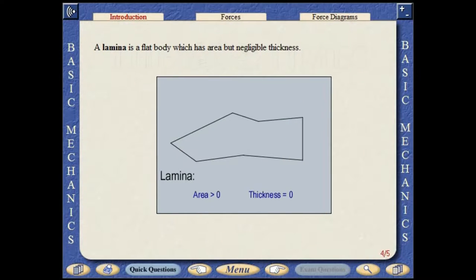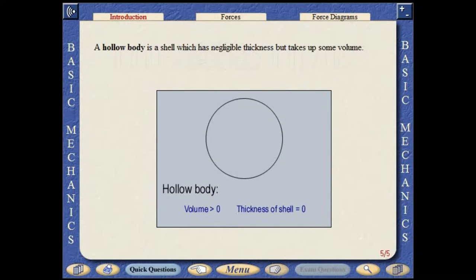A lamina is a flat body which has area but negligible thickness. A hollow body is a shell which has negligible thickness but takes up some volume.